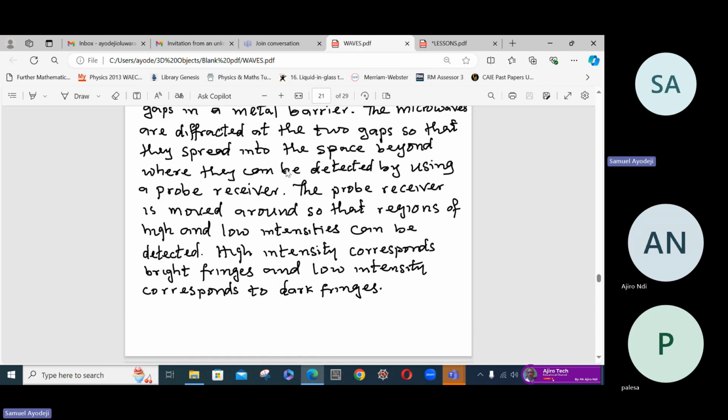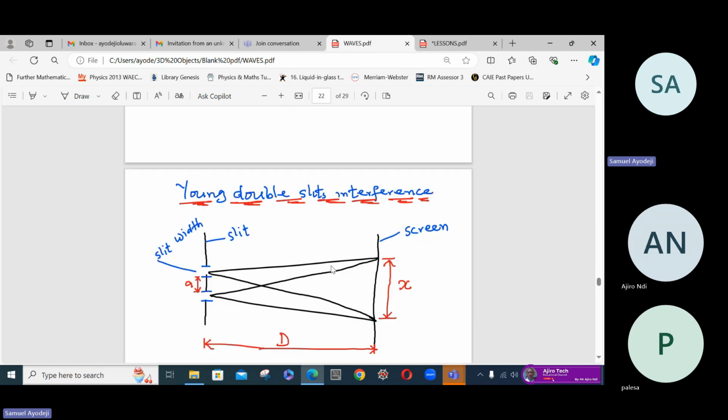In the space beyond, the waves can be detected by using a probe receiver. The probe receiver is moved around so that ranges of high and low signal, as we talked about earlier, can be detected. High corresponds to bright fringes, and low corresponds to dark fringes. It is as simple as that.